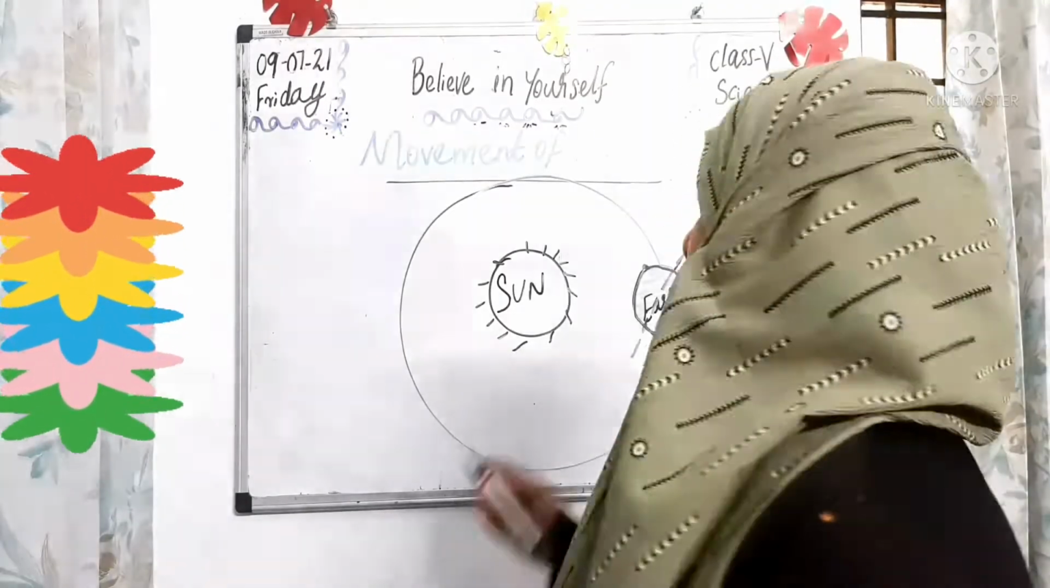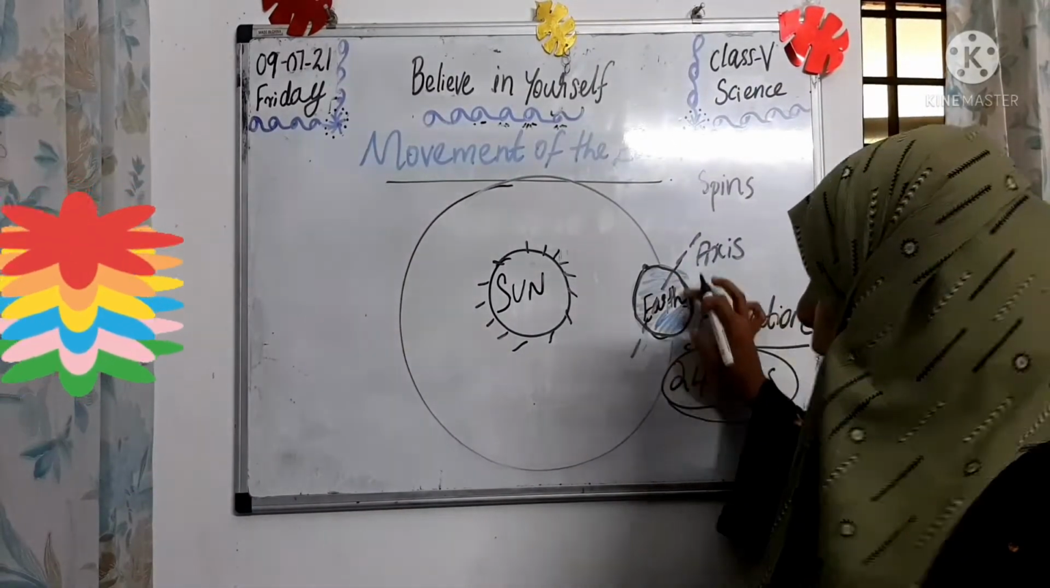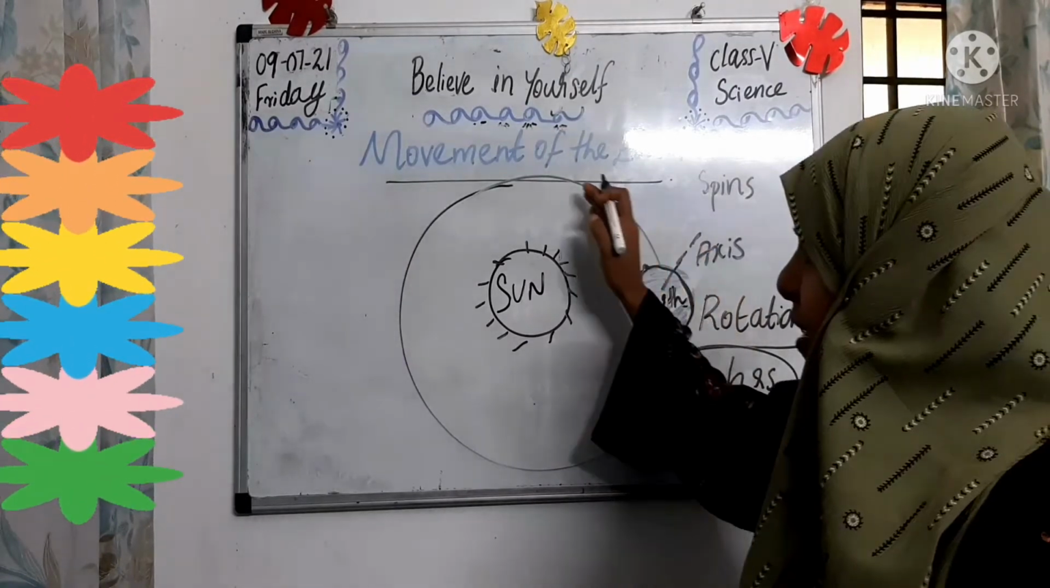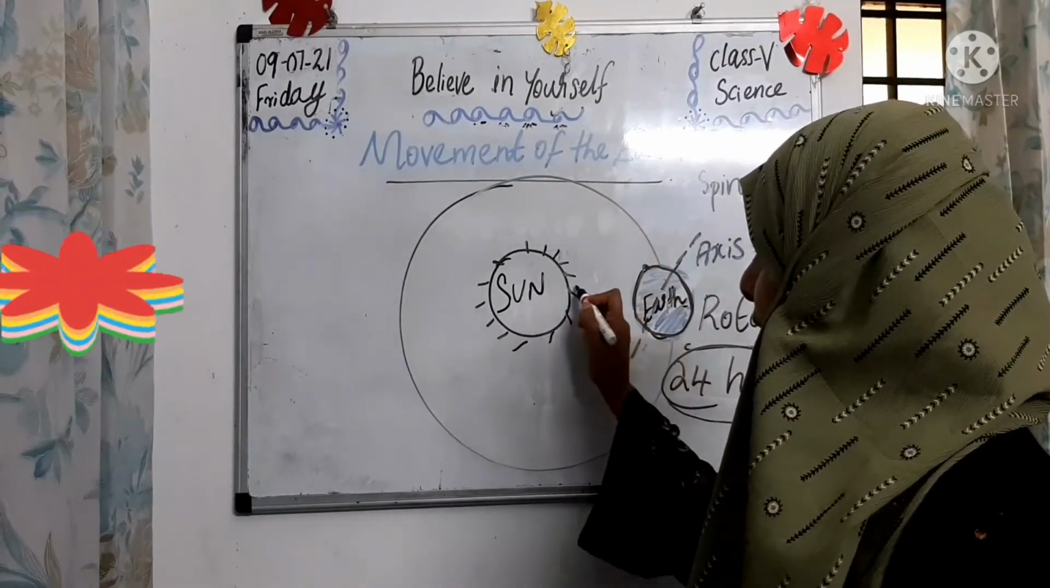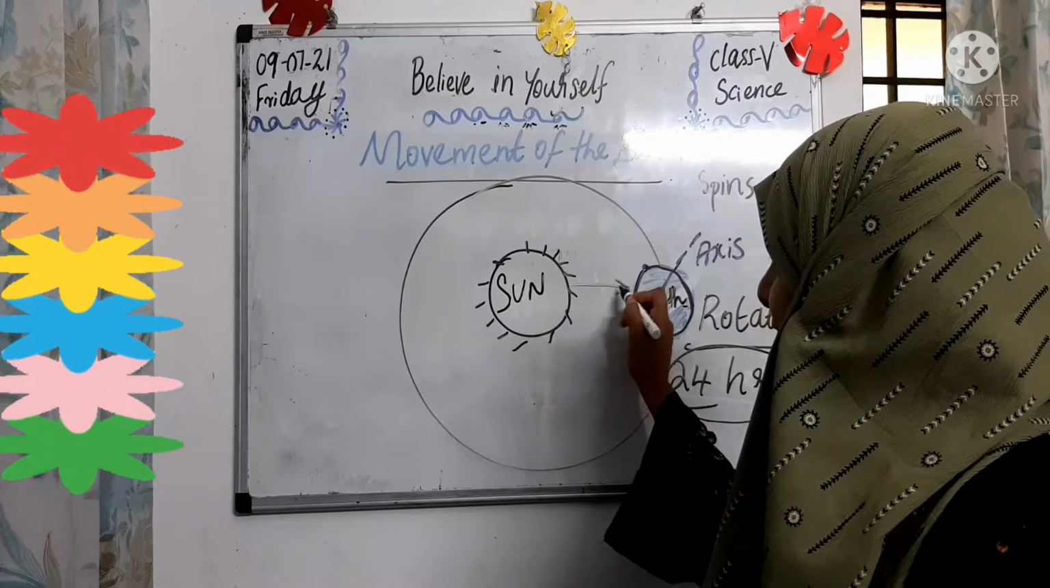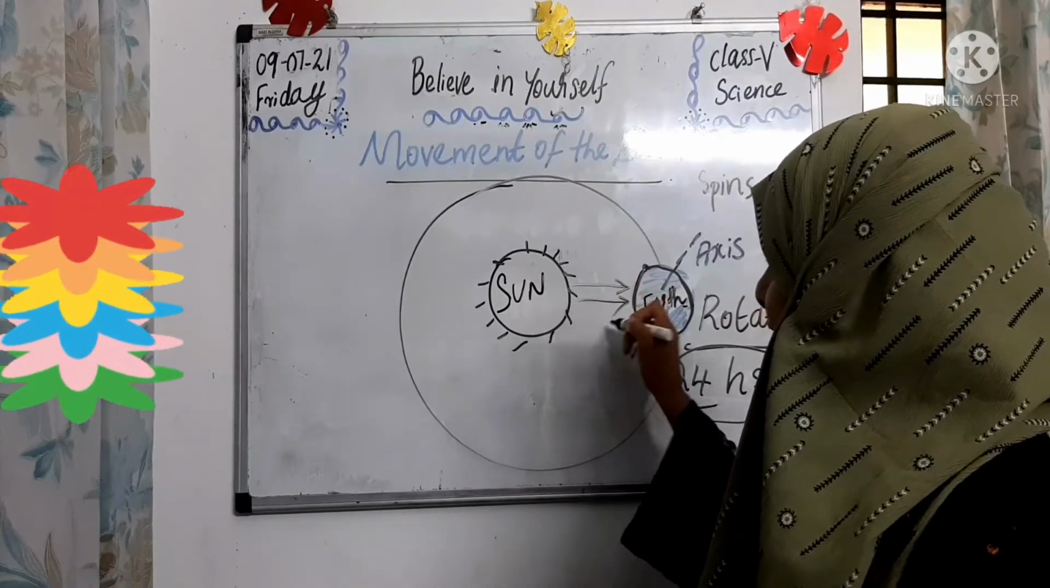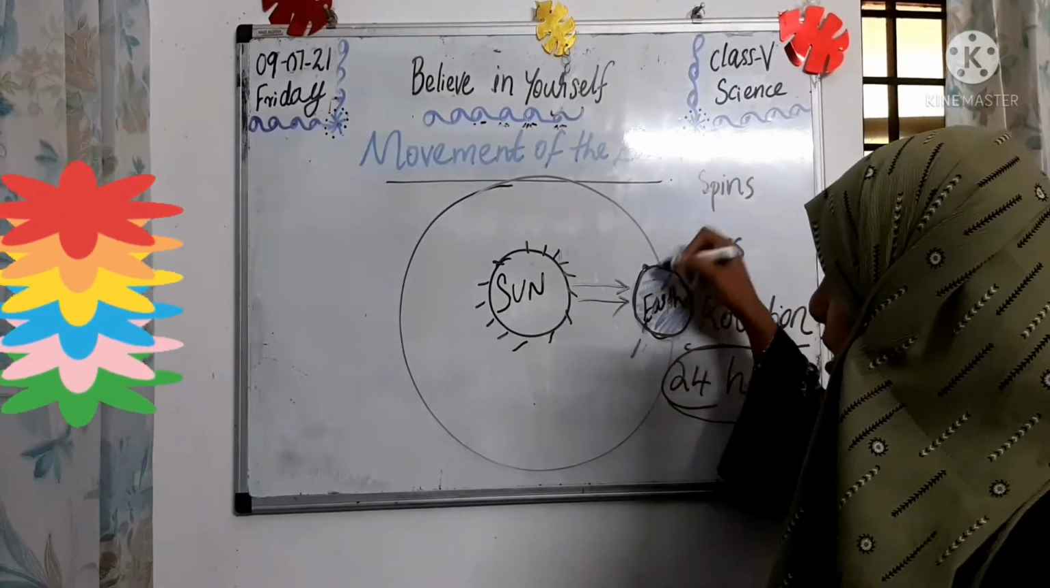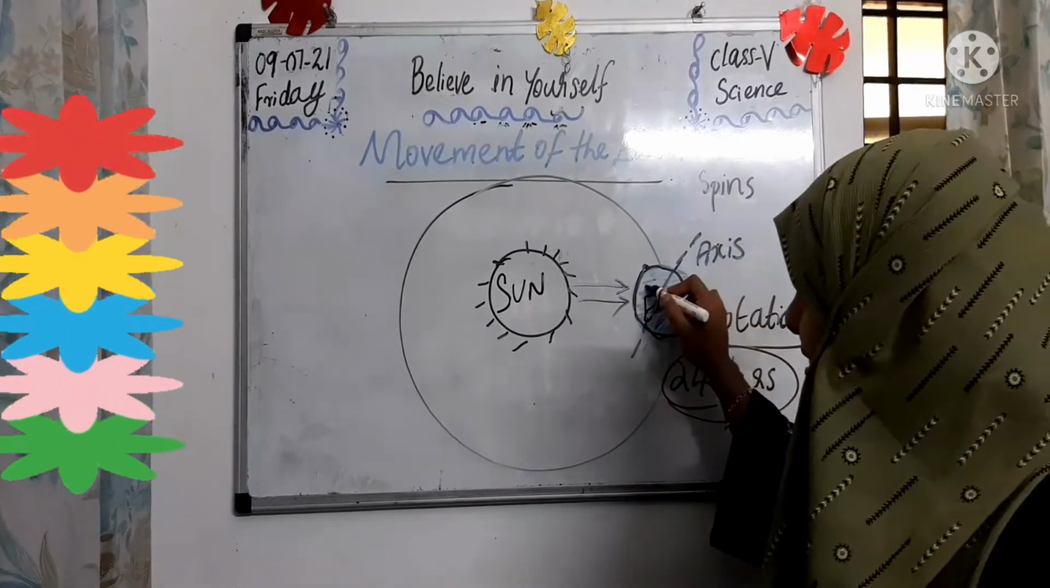Listen, children. When the earth is moving around the sun, sometimes the rays of the sun fall directly here, on this side, maybe the north or south pole, okay, this side.